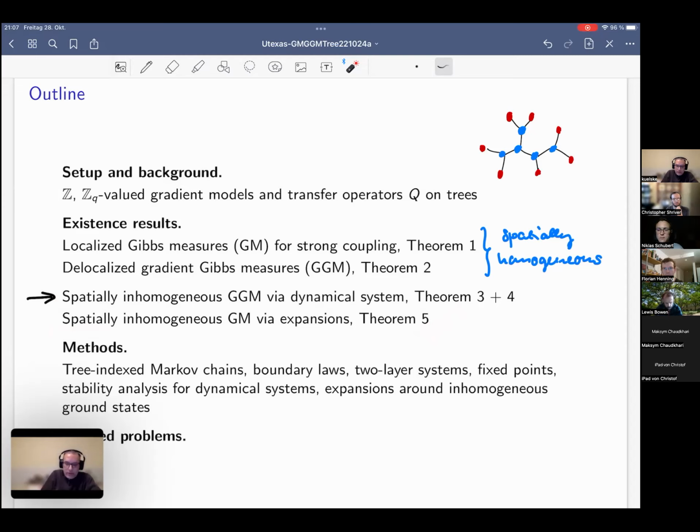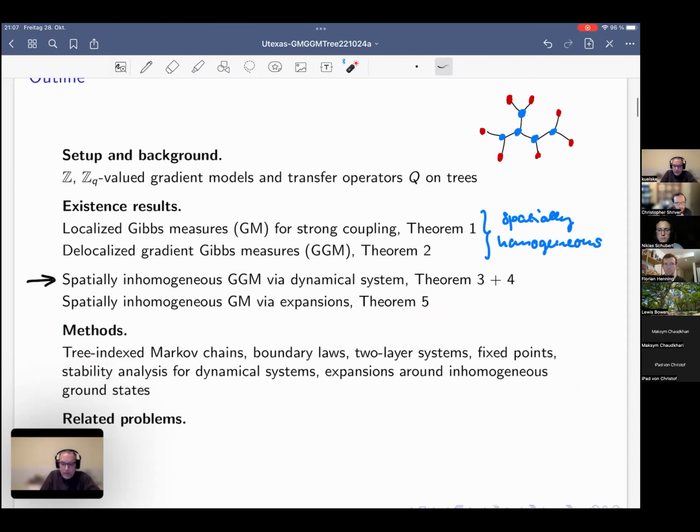Here are some keywords of methods which are being used. We will need to talk about tree-indexed Markov chains and Gibbs measures, of course, and boundary laws and fixed points, but also things beyond the fixed point of certain maps. Namely, we will talk about stability analysis for nonlinear dynamical systems which play a role here.